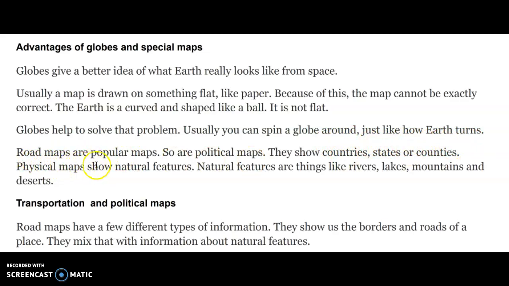Road maps are popular maps. So are political maps. They show countries, states, or counties. Physical maps show natural features. Natural features are things like rivers, lakes, mountains, and deserts.